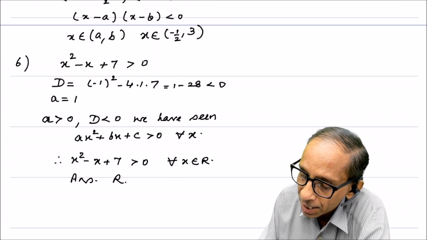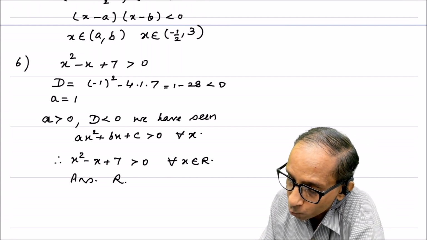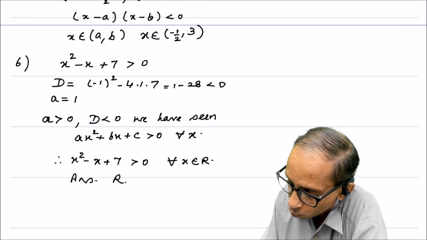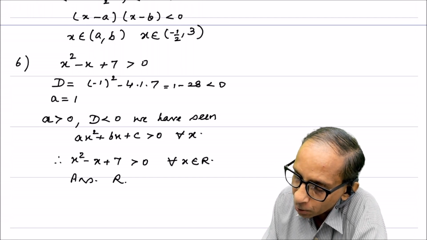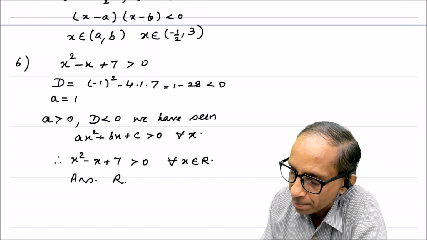So we had a previous case where x square minus 2x plus 3 less than 0 had no solution. And we have this particular case x square minus x plus 7.